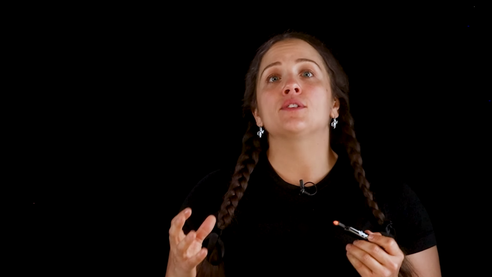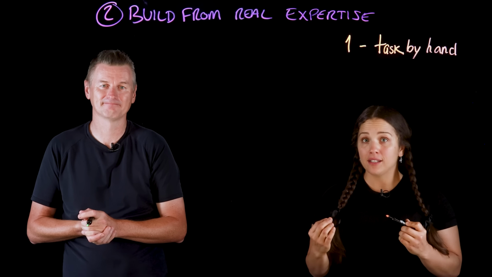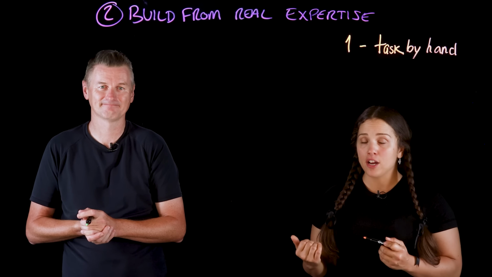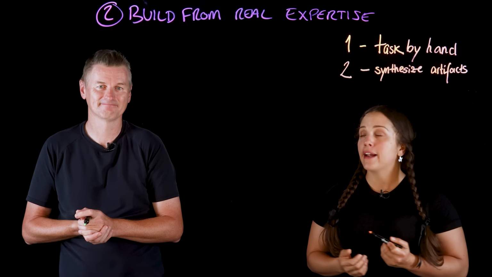And there are 2 ways to do that. 1, you walk through the task by hand once and write down what actually worked, including the corrections you made along the way. Or 2, you synthesize it from artifacts you already have. So things like old reports, runbooks, review comments, PR feedback.